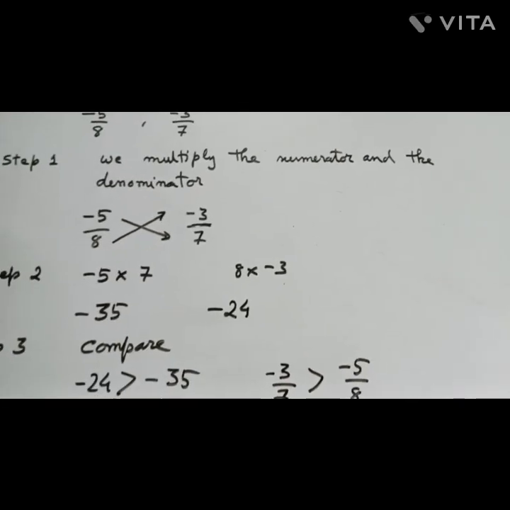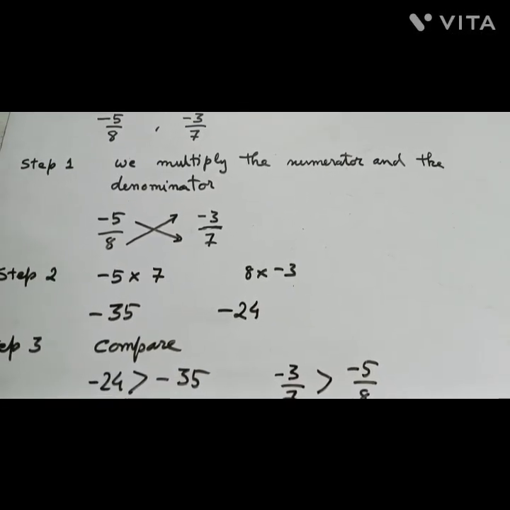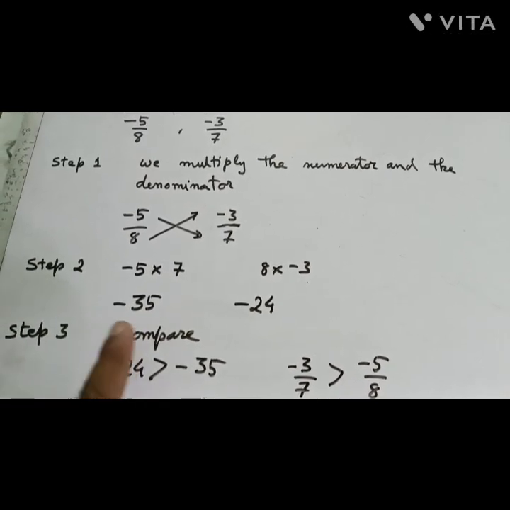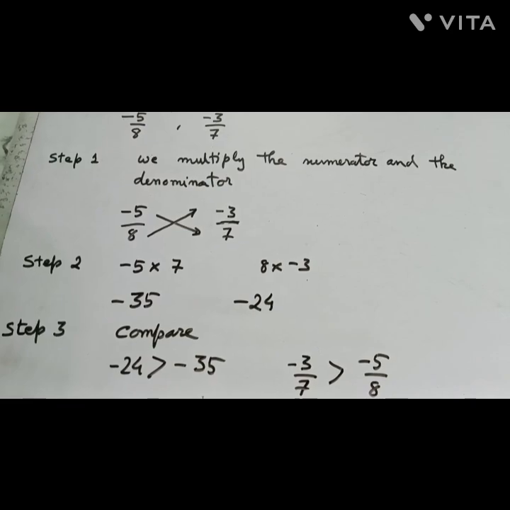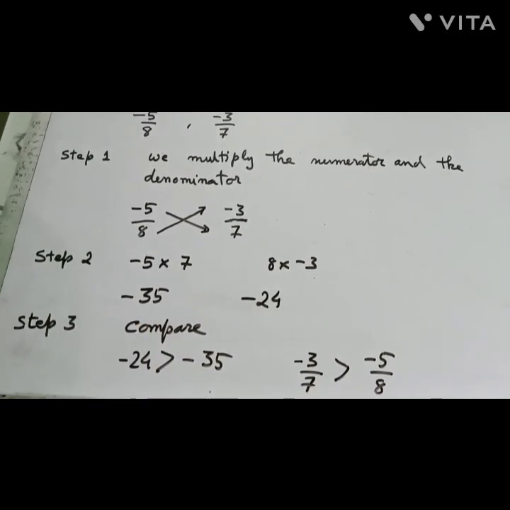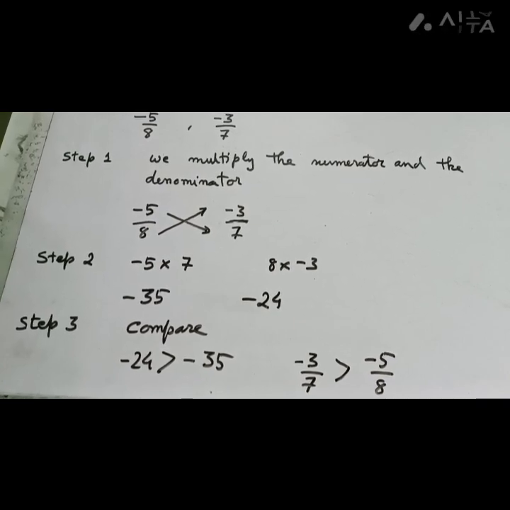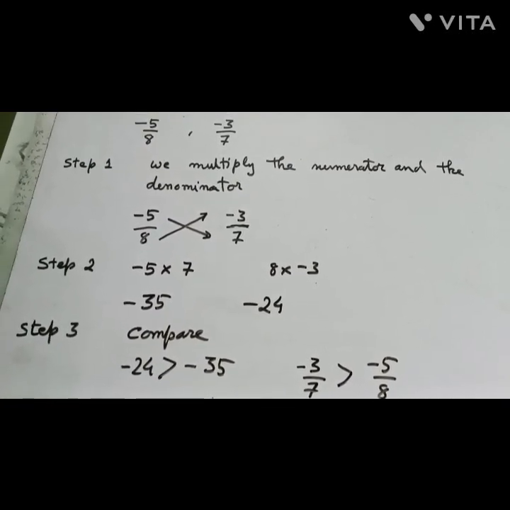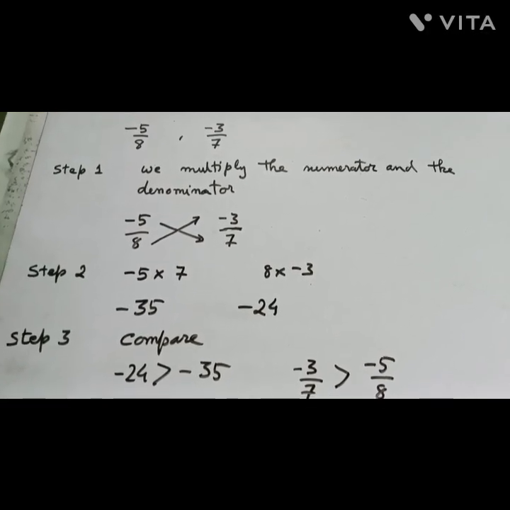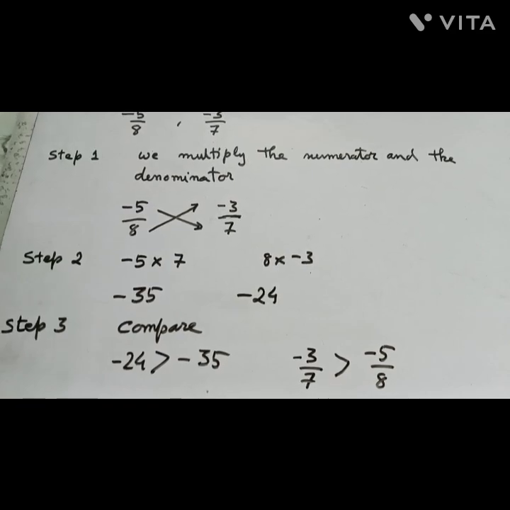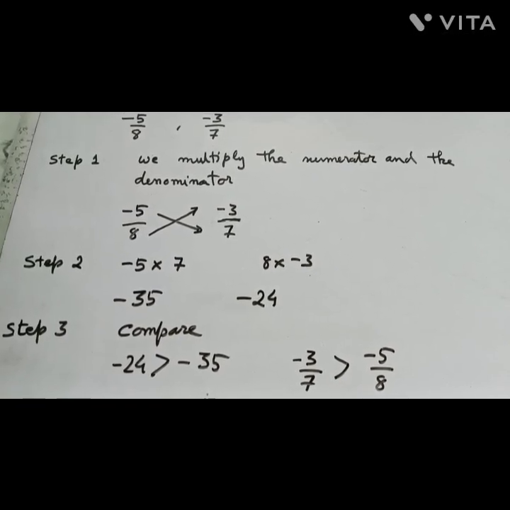So minus 5 into 7 and 8 into minus 3. The two numbers are minus 35 and minus 24. Now as both the numbers are negative, remember minus 24 is always larger than minus 35. So the fraction minus 3 by 7 is greater than minus 5 by 8. So there are two methods which I have taught you for comparing rational numbers. Whichever you find easy, you can do it.